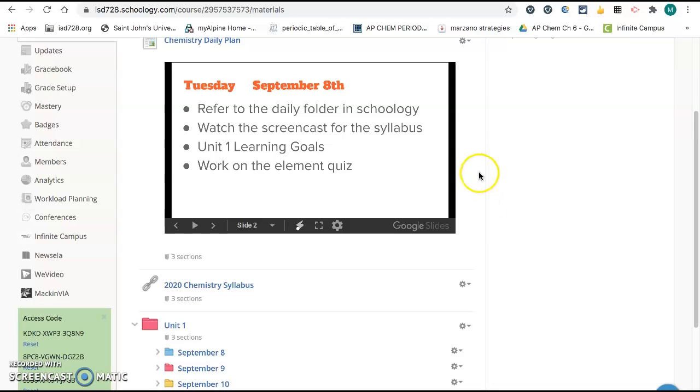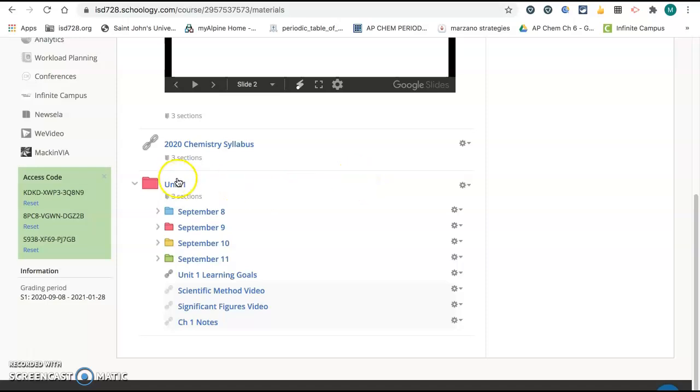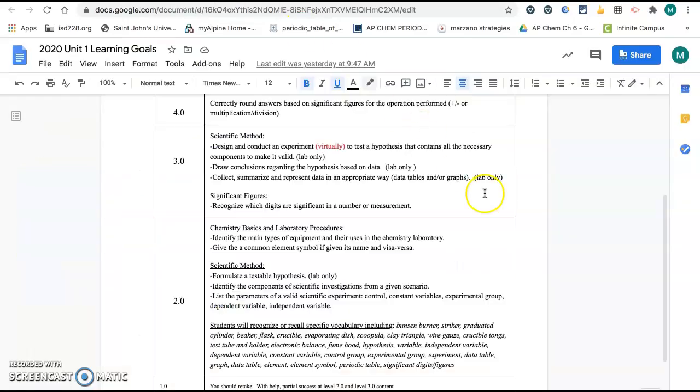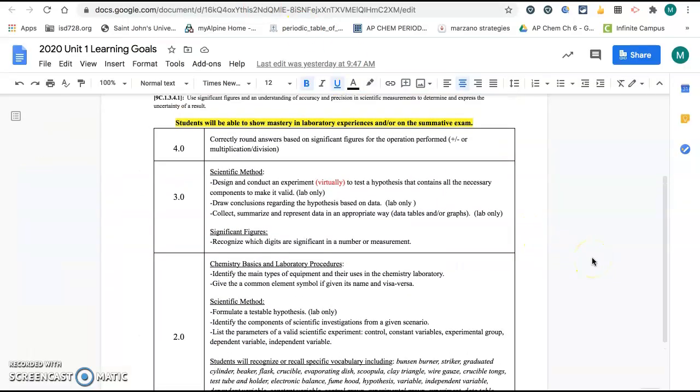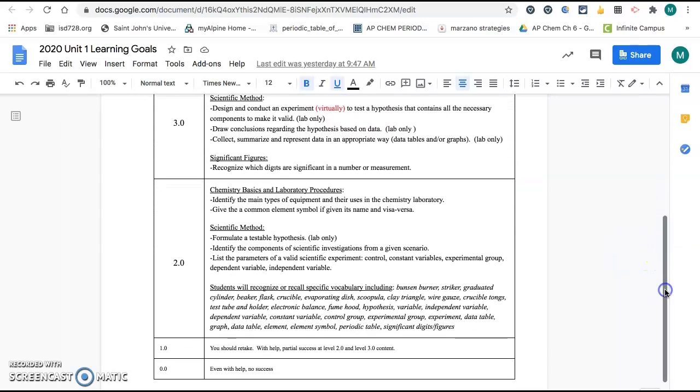But a couple of things that you want to look at here. First of all, the learning goals. The learning goals document is going to be in the unit folder, so it would be right here for you. You can think of the learning goals as what you need to know for the test. All right, so we break it up by a number value here.